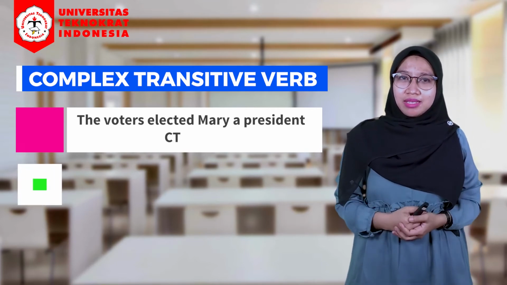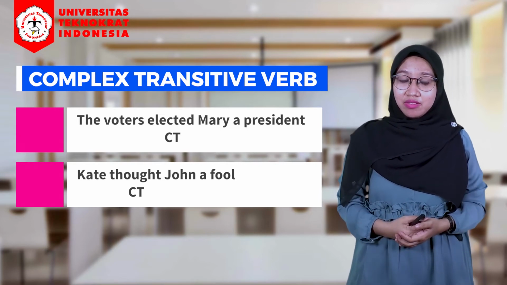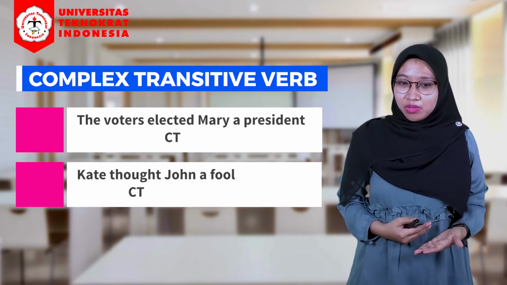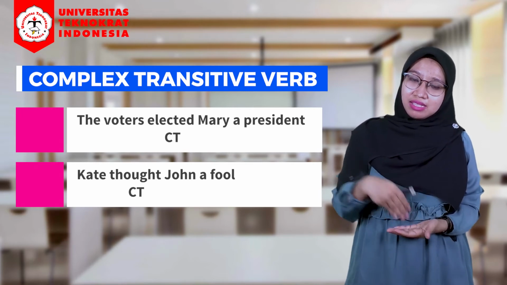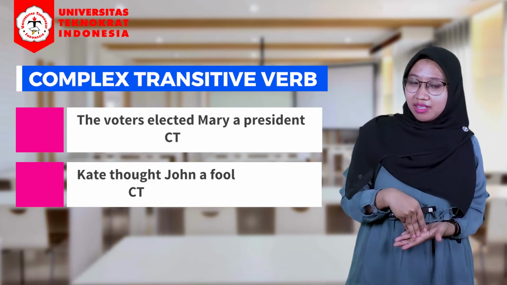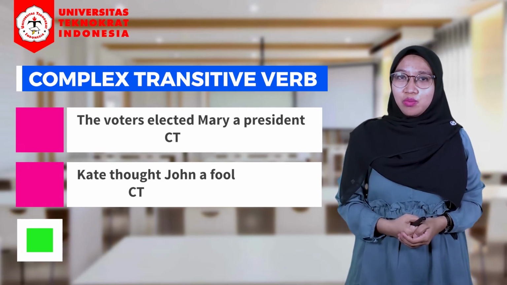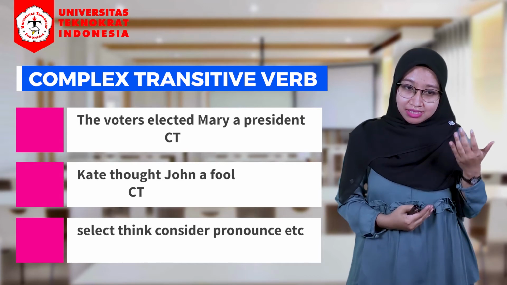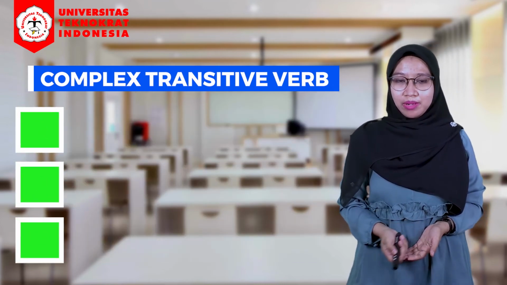The next example: Kate thought John a genius. We have the subject, Kate. We have the verb, thought. And then we have the object, John. And then there is a complement, a genius. And genius here refers to John, not Kate. It refers to the object. Therefore, it is categorized as complex transitive verbs. We can have other examples of complex transitive verbs such as select, think, consider, pronounce, and so on.